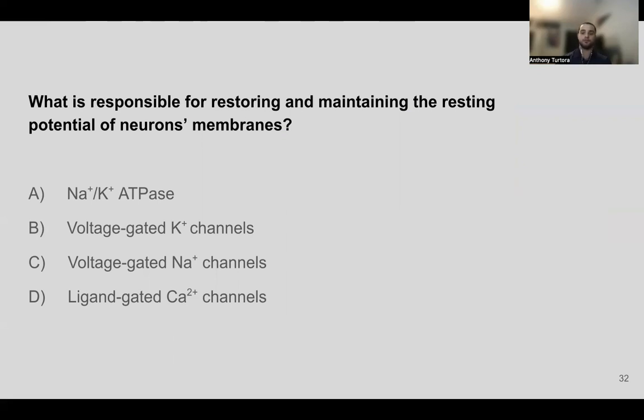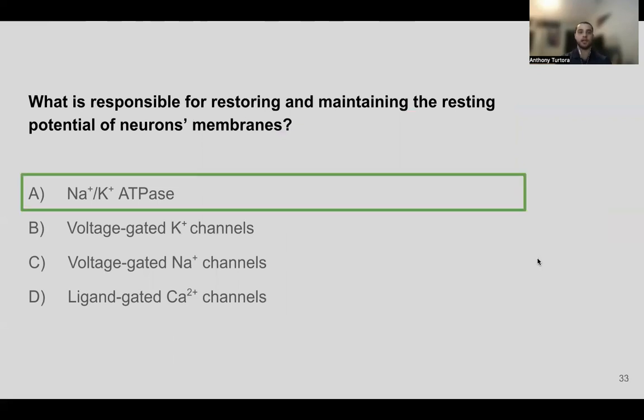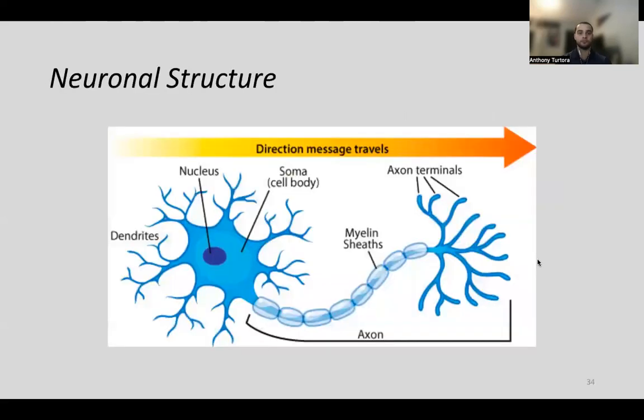So the answer here that is important to know for the MCAT is A, the sodium-potassium ATPase. This is what maintains and restores the resting membrane potential in neurons. We will talk about this a little bit further in our discussion now. So first we'll go on and talk about the structure of neurons.